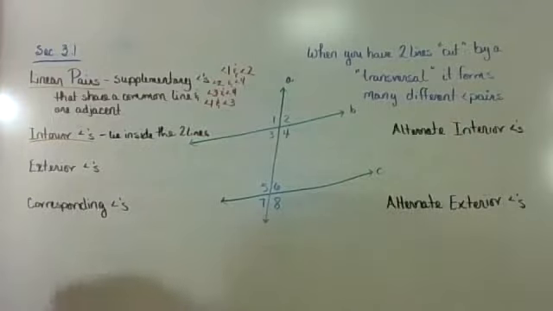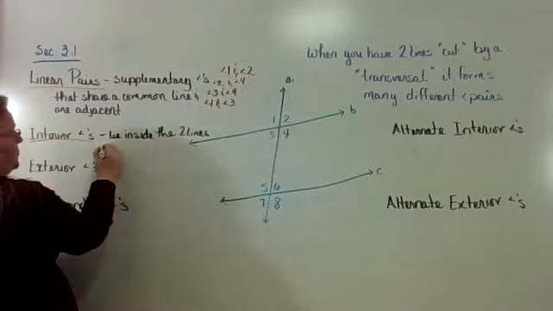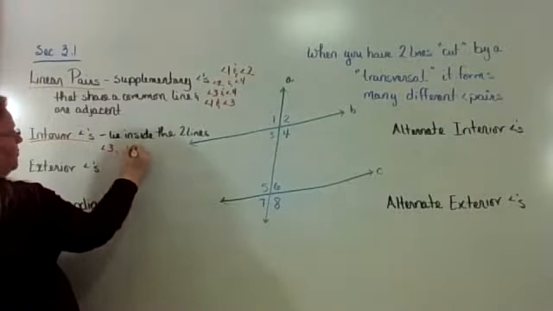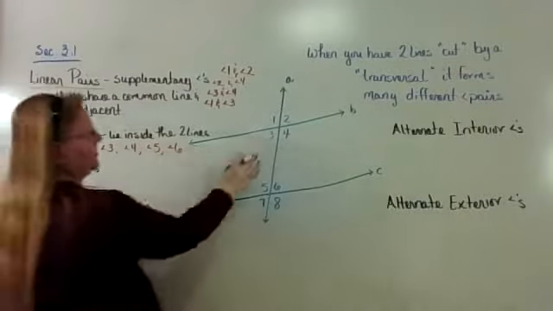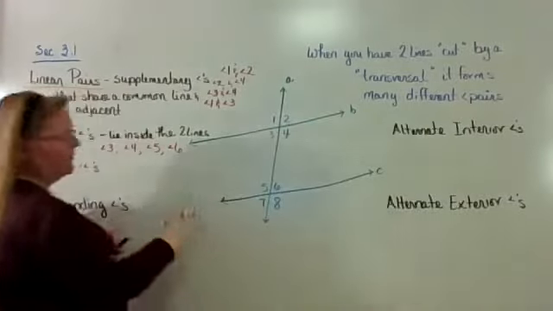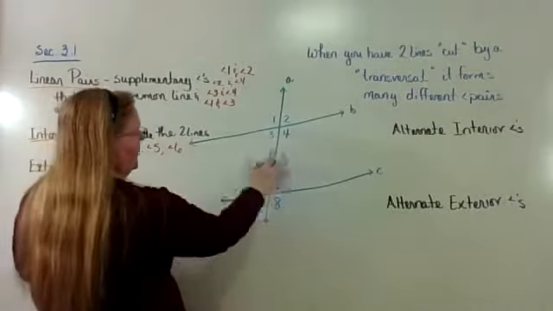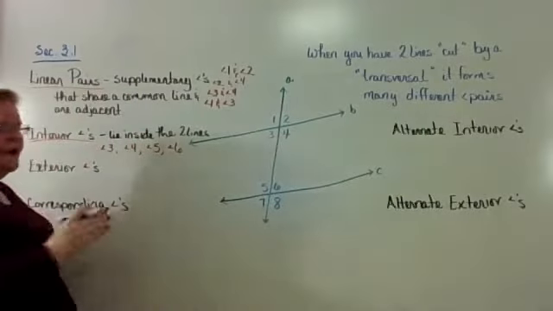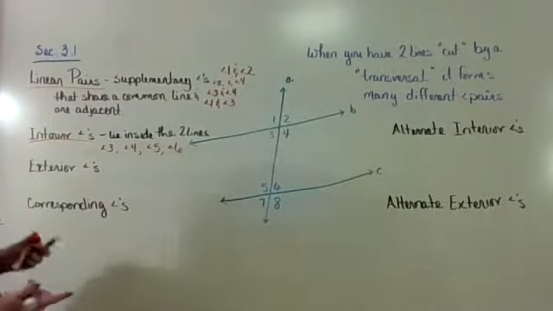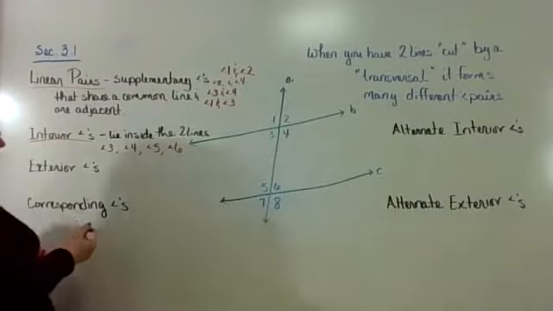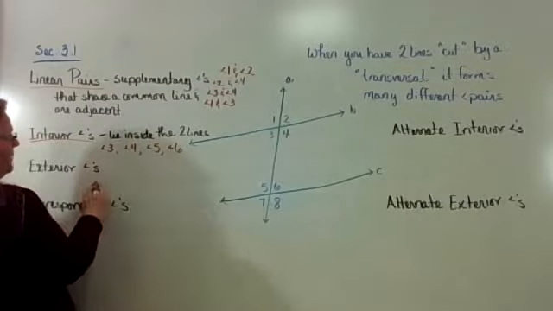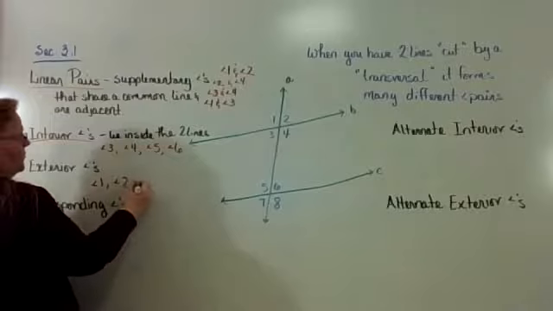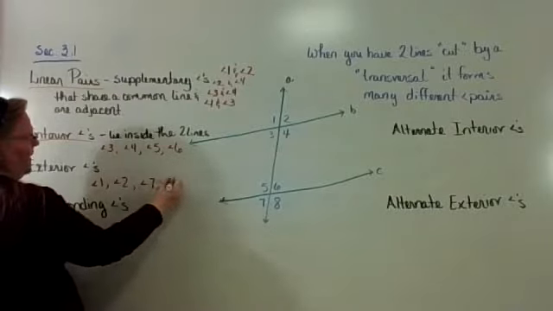So in this particular case, our interior angles are going to be angle 3, angle 4, angle 5, and angle 6. I know that because they are in between these 2 lines. They're the only angles that we have that are in between these 2 lines. Can't go outside the lines. Once you go outside the lines, that makes them exterior angles. So our exterior angles are going to be the ones that fall outside of those 2 lines. That's angle 1, angle 2, angle 7, and angle 8.